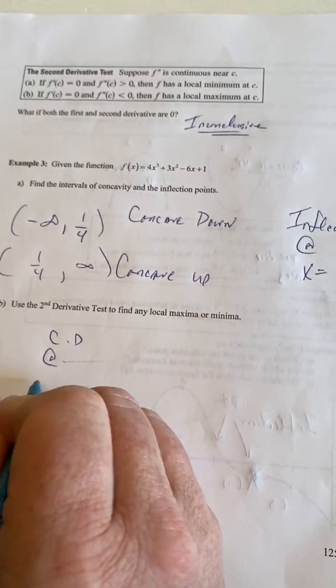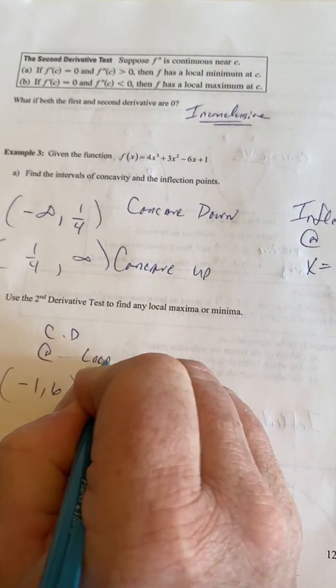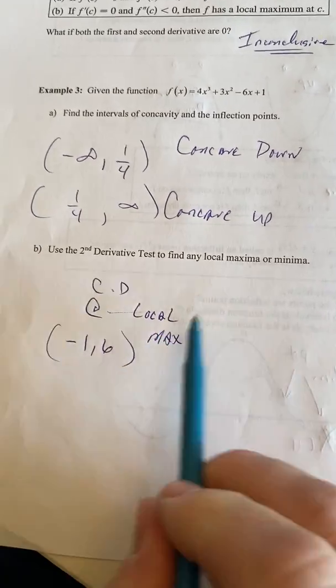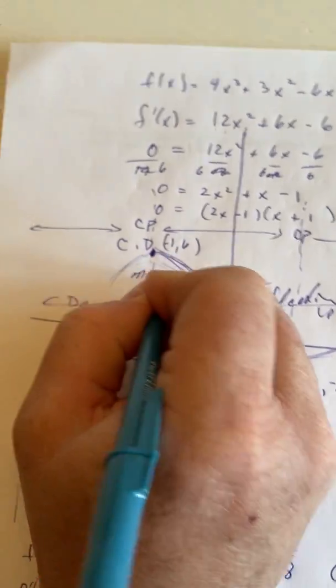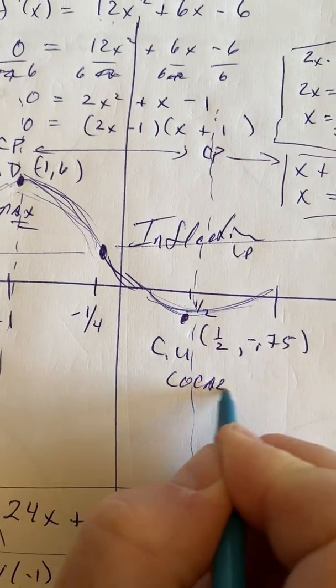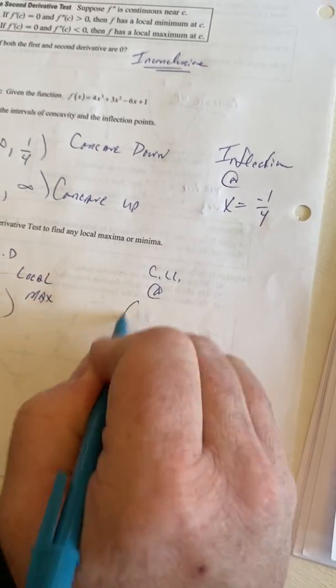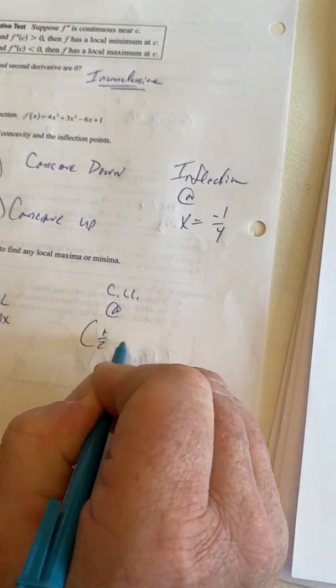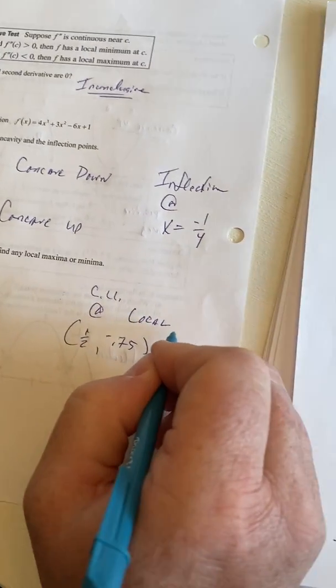So concave down at negative 1, and that's going to be a local max, and you can see that from here. So all of this is coming from derivatives, and likewise this is going to be a local min. So over here you can say concave up at 1/2, negative 0.75, and that's going to be a local minimum.